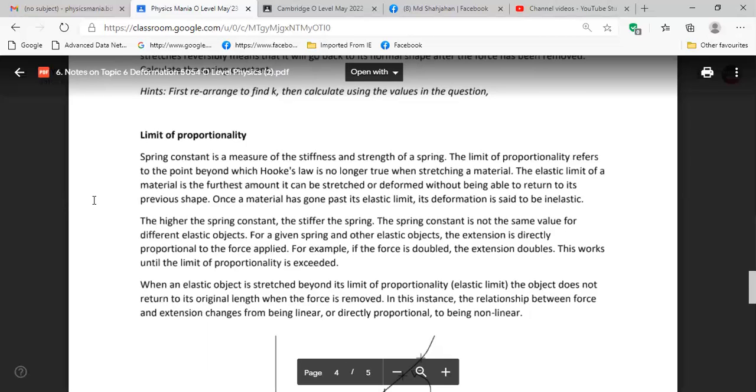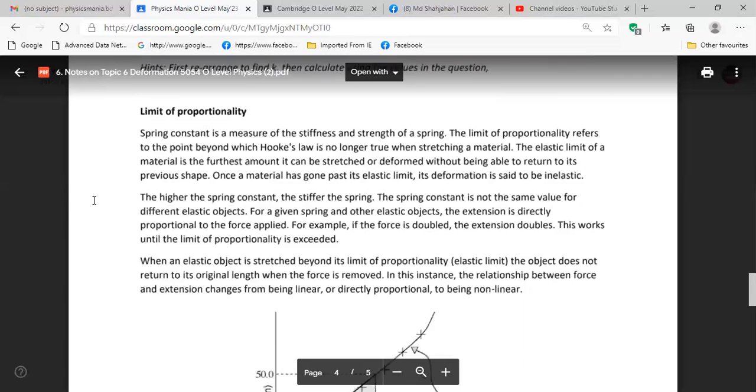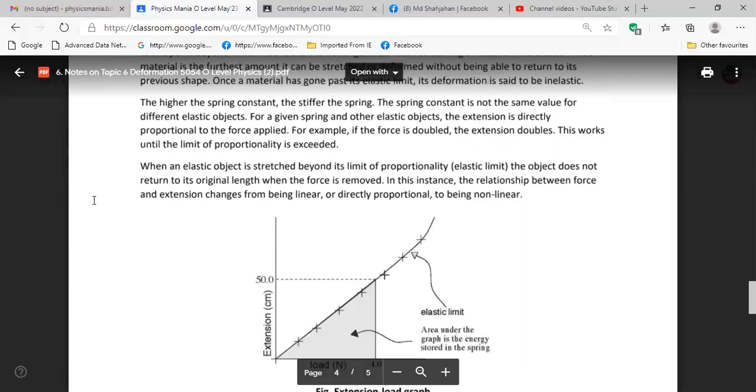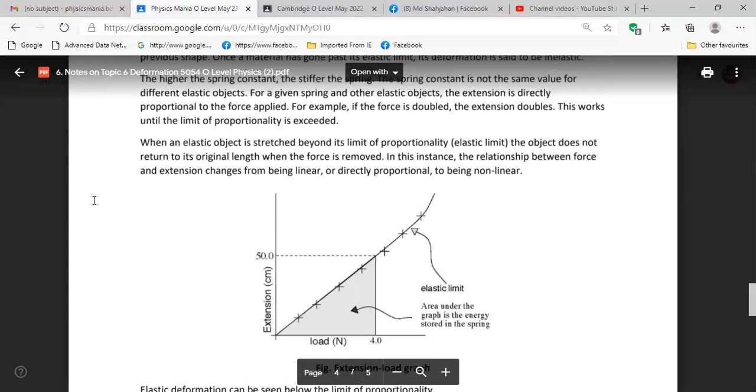The spring constant is not the same value for different elastic objects. For a given spring or other elastic objects, the extension is directly proportional to the force. For example, if the force is doubled, the extension doubles. This works until the limit of proportionality is exceeded. When an elastic object is stretched beyond its limit of proportionality, the elastic limit, the object does not return to its original length when the force is removed. In this instance, the relationship between force and extension changes from being linear or directly proportional to being non-linear.